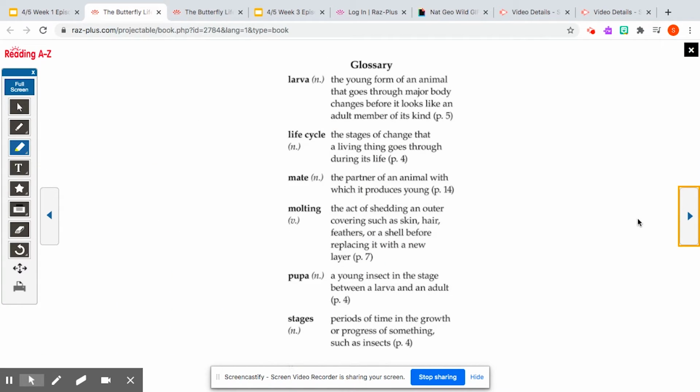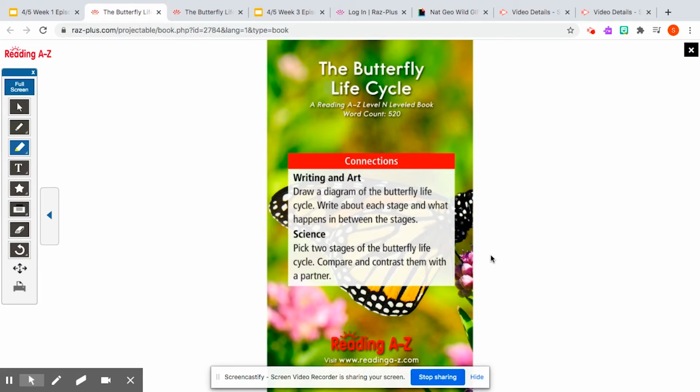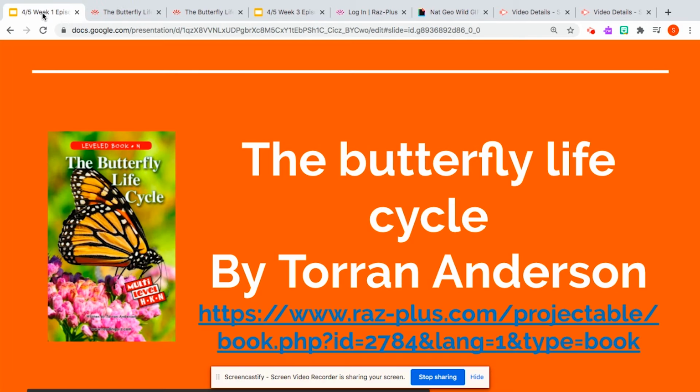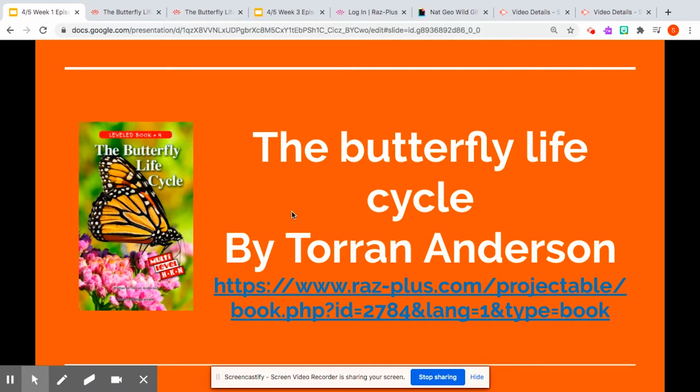And then we're offered a glossary. A glossary provides definitions of each one of these words. And so it helps us to know. Now, we know that molting was on our list. We know pupa was on our list. And I think life cycle was on the list too. So we may need this later. Have you guessed? The Butterfly Life Cycle is a nonfiction book. If that's what you guessed, you were correct.